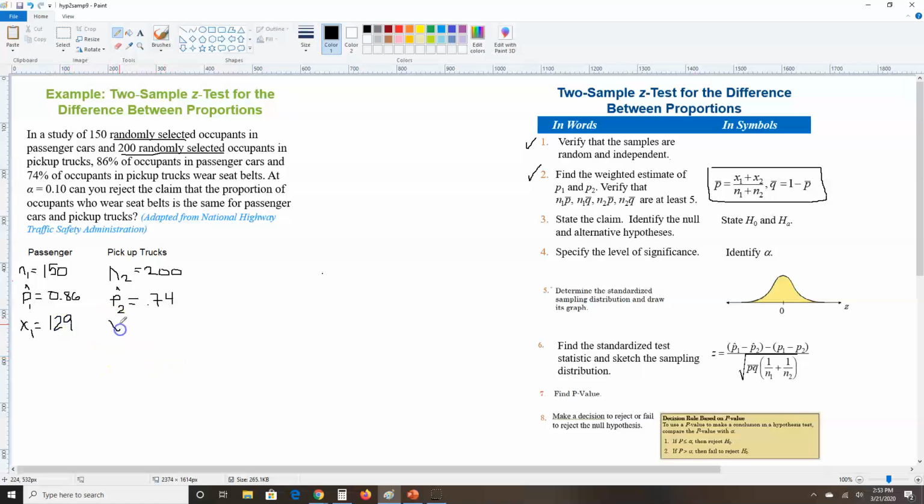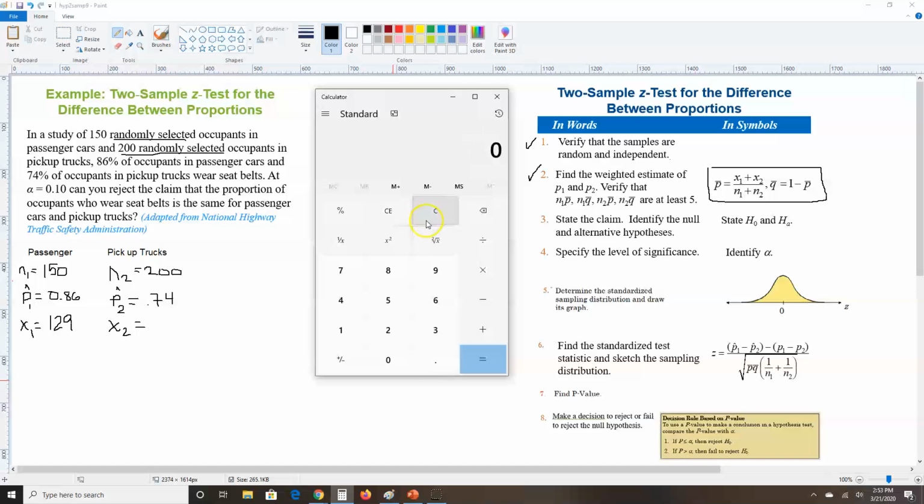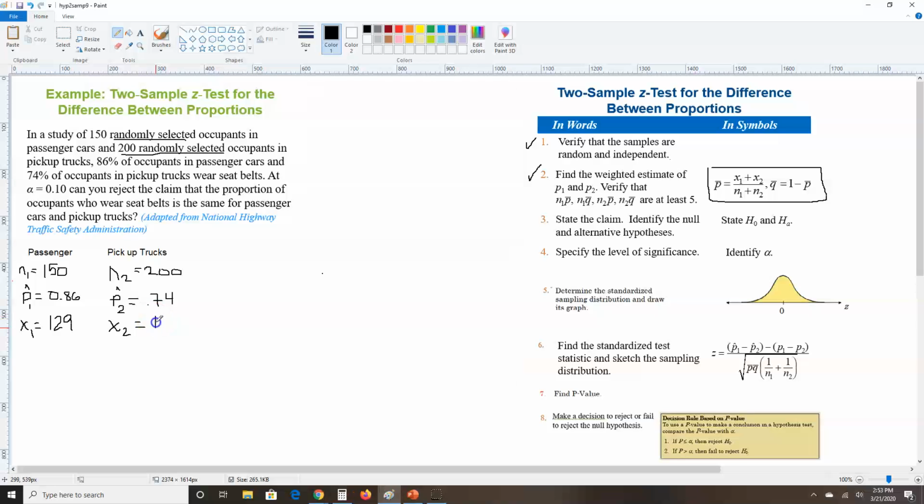Let's do the same thing for the pickup trucks, in other words, X2. Out of these 200 pickup trucks, I want to know exactly how many had people inside wearing a seatbelt. I'm going to do the same basic computation, 0.74 times 200. And you can see I got 148. So out of these 200 pickup trucks, 148 of them had people inside wearing a seatbelt.